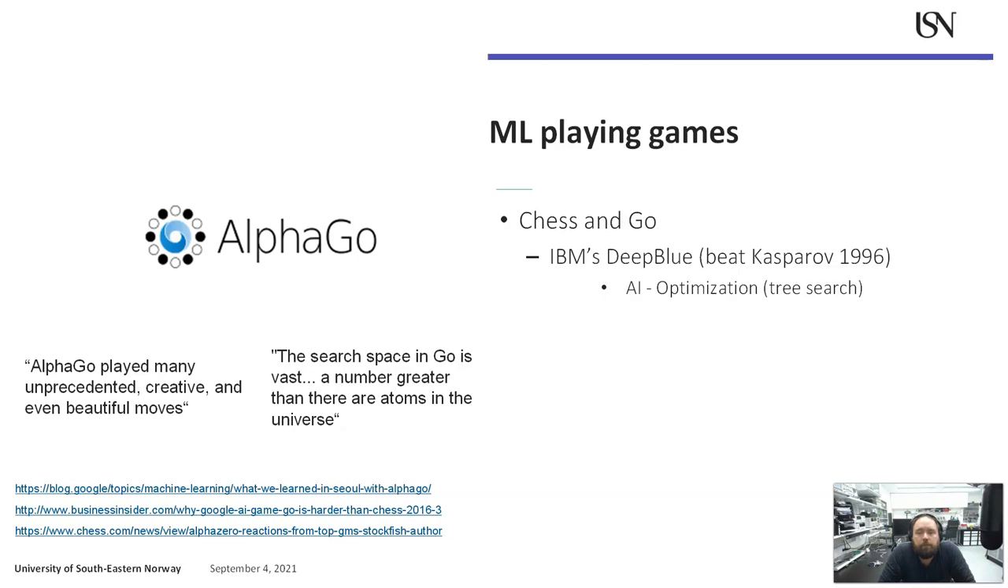And one of the early breakthroughs for research into AI and machine learning was IBM's Deep Blue computer, which defeated Garry Kasparov in 1996. And it's worth noting that this particular software, the Deep Blue computer, was an AI. It was based on numerical optimization or tree search, but it was not really based on learning. So it was not really a machine learning application.